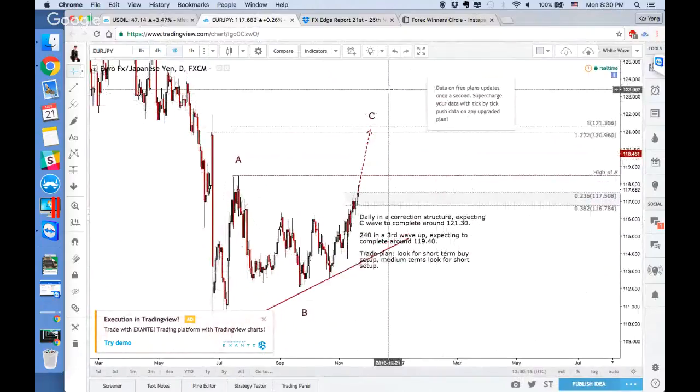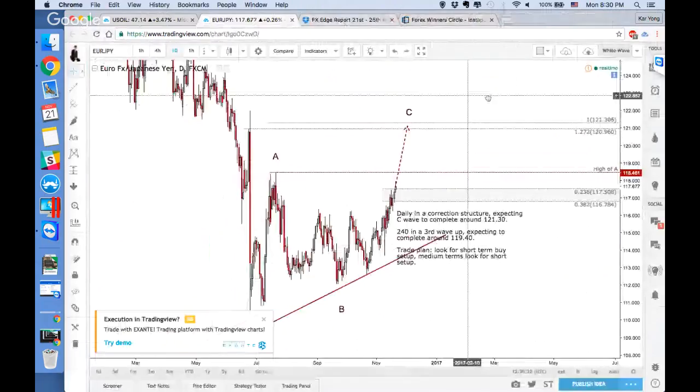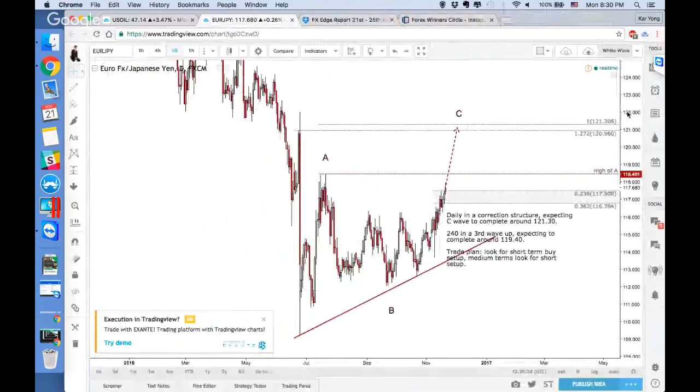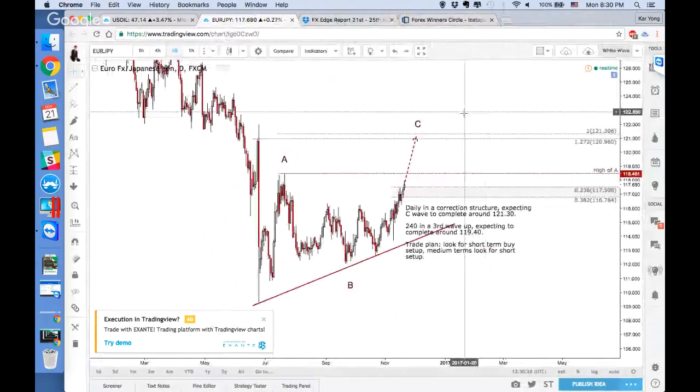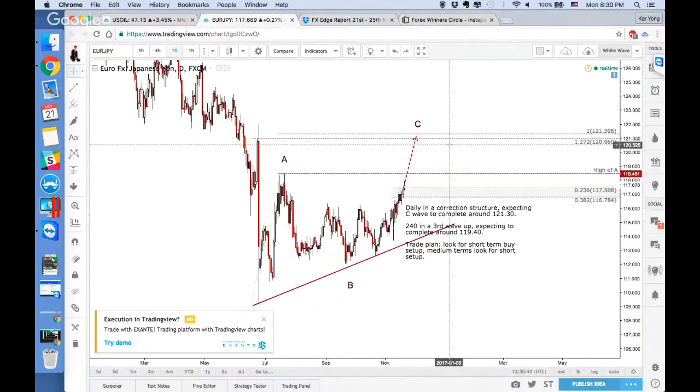So the idea here is that on the daily perspective, the forecast is telling us that euro yen can still go higher. Of course, this is just a forecast. It's not going to be 100%, but there is a very high potential euro yen can go as high as 121. Right now it's trading around 117.7, so it can go as high as 121.